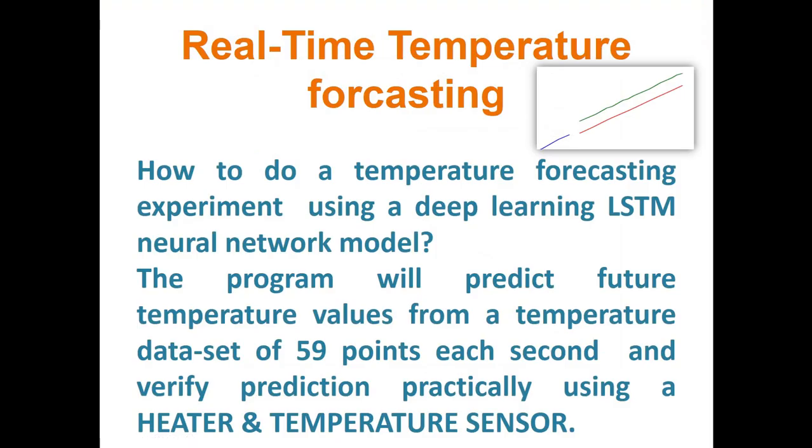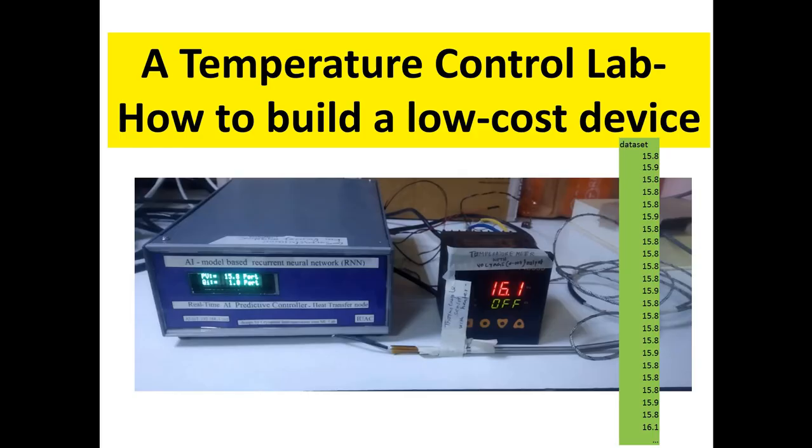So real-time temperature forecasting is what we are talking about. How to do temperature forecasting experiment using deep learning LSTM neural network model, which has been explained in the earlier video. The program will predict future temperature values from a temperature data set of 59 points each second and verify the prediction practically using a heater and a temperature sensor. So this is going to be a real-time experiment.